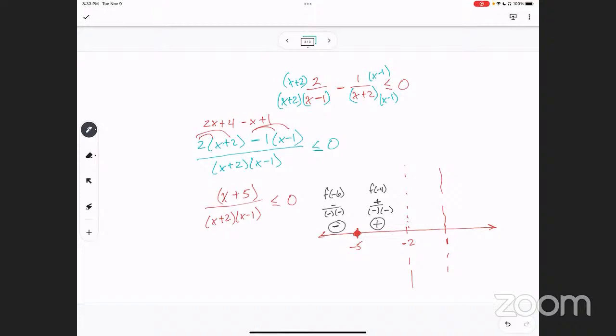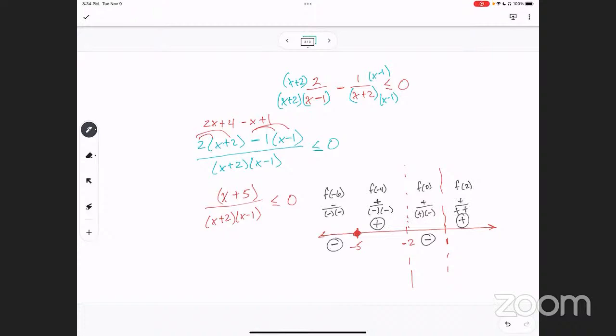How about in between -2 and +1? What should I plug in? -1. You could, but wouldn't 0 be a little easier? Oh, yeah. Always use 0 if you can. That's just going to give you what? Positive over negative, which is negative. I'm going to put that underneath here because that makes a little more sense for me to put the negatives underneath. And how about to the right of 1? We did 2. Positive, positive, positive, so positive.